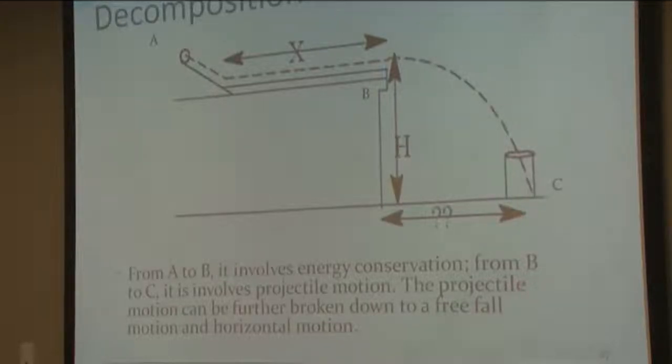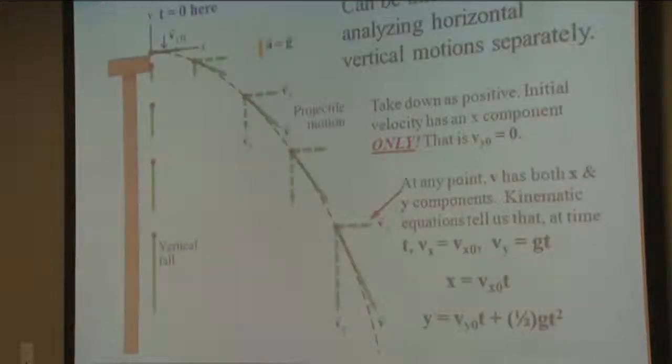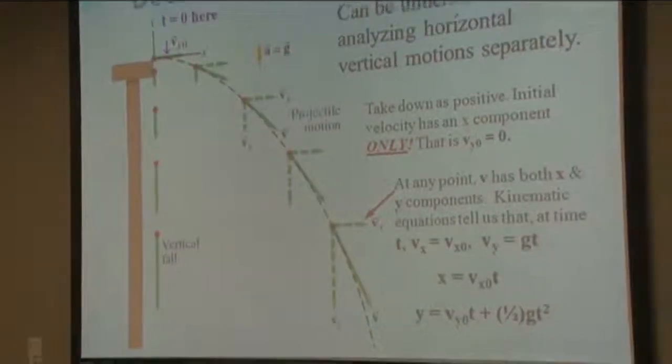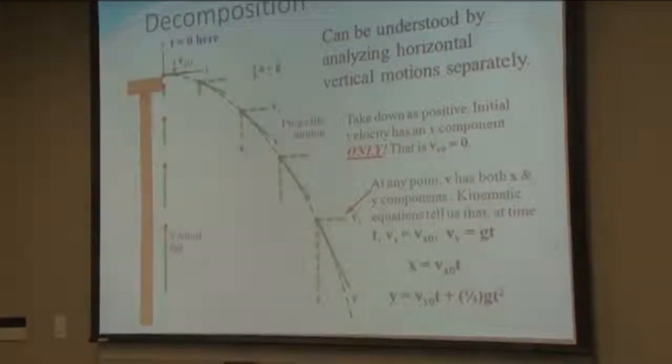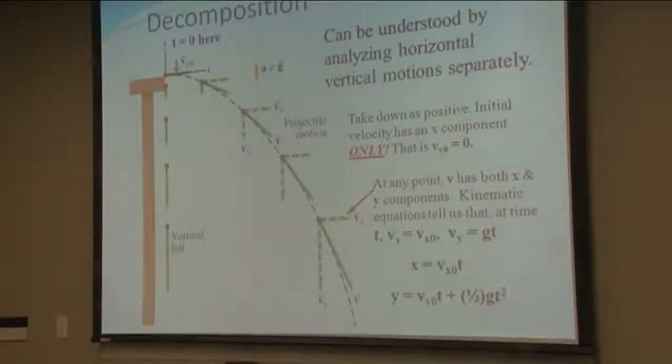But if we break that into smaller pieces, for example, from A to B, it's energy conservation. From B to C, it involves projectile motion. The projectile motion can then be further broken down into free fall motion and horizontal motion. So once we break it down into smaller pieces, the problems are solvable, rather than who knows. Okay, so you see, for the last part, we can further break that into a horizontal move and a vertical move. Okay, and all the problems can be solved.